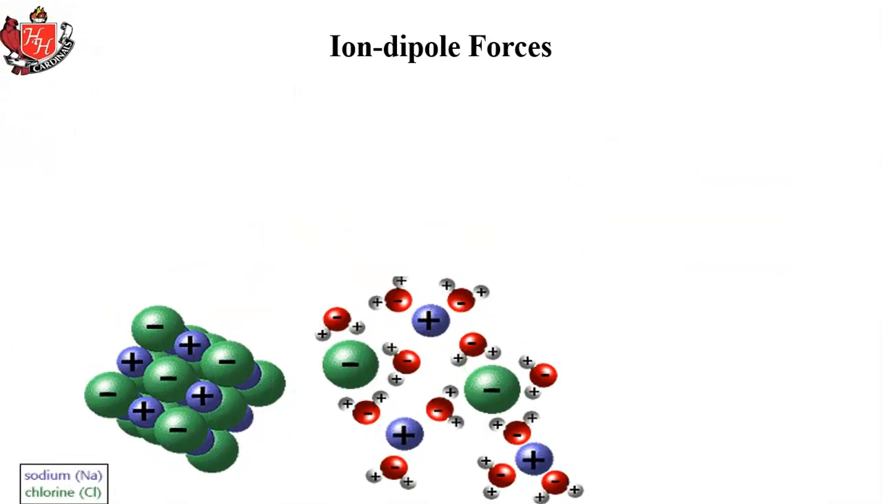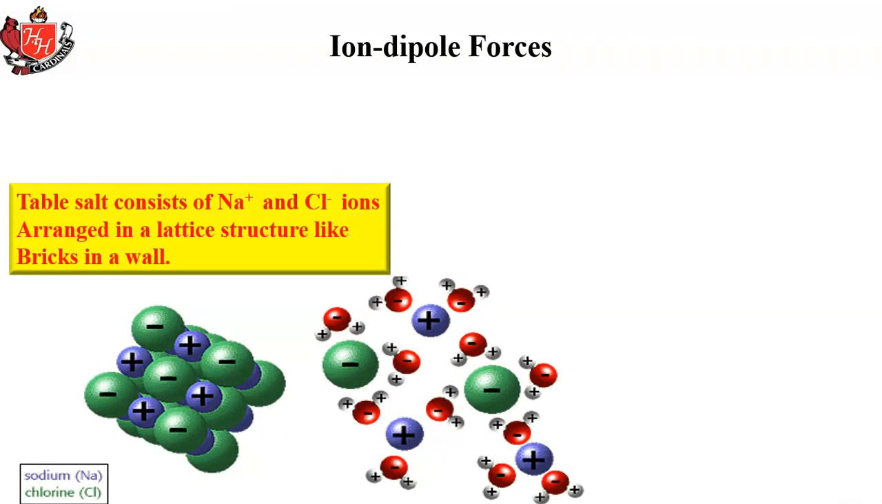All right, so the first we're going to talk about are ion-dipole forces. So table salt consists of sodium and chlorine ions, and these are arranged in the lattice structure like bricks in a wall. We talked about that. So when you talk about salt being NaCl, it's not an NaCl molecule. It's a lot of Na ions in a brick wall with a lot of Cl ions, and they're side by side and they attract each other.